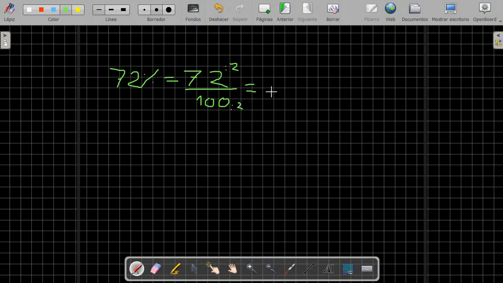72 divided by 2 is 36. 100 divided by 2 is 50. And once again, you can divide by 2. 36 divided by 2 is 18. And 50 divided by 2 is 25. From here now, we can't simplify even more. So there we have it. 72% is equal to the fraction 18/25.